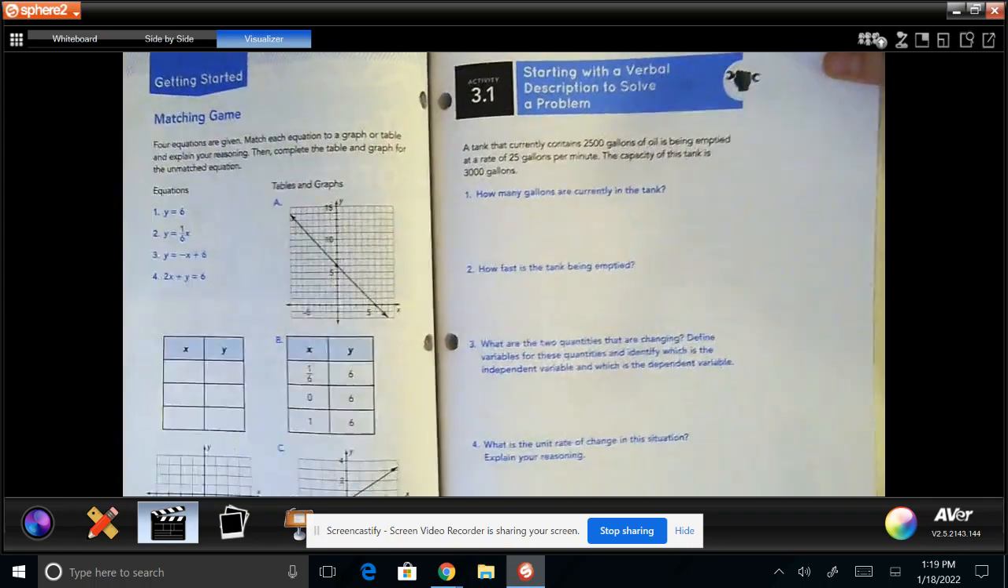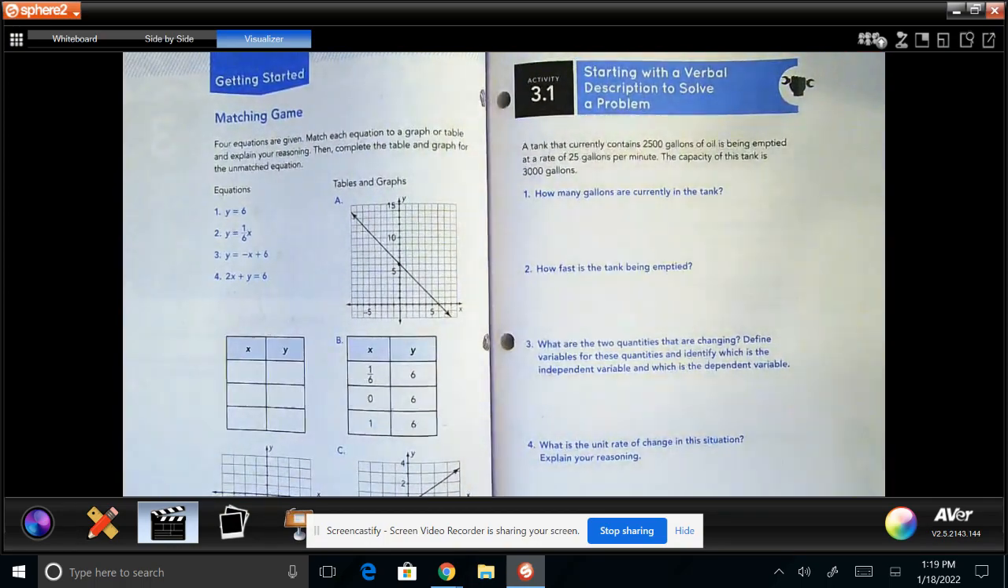On our getting started, it's a matching game. 4 equations are given. Match each equation to a graph or a table and explain your reasoning. Then complete the table and graph for the unmatched equation. Our getting started is an introduction to the lesson. It is to help you review skills that you will need later in the lesson that you learned in prior grade levels or in prior lessons this year.